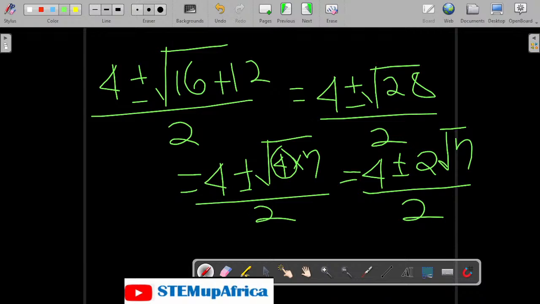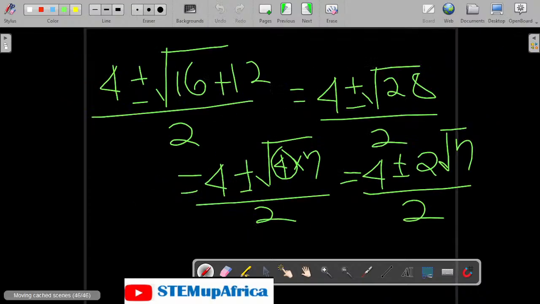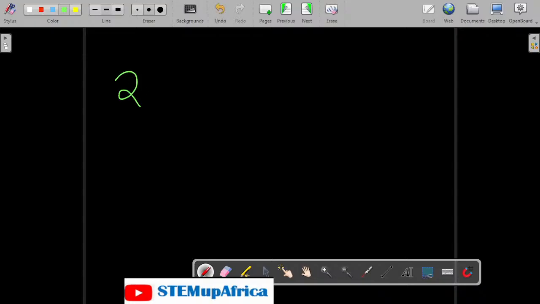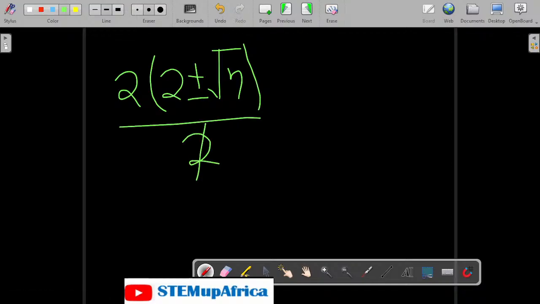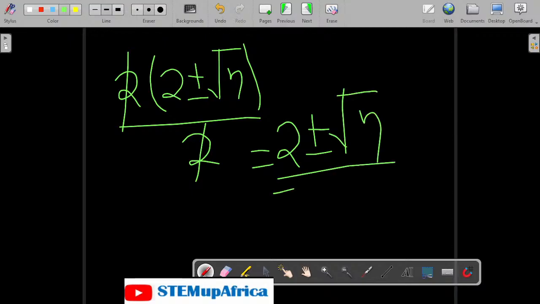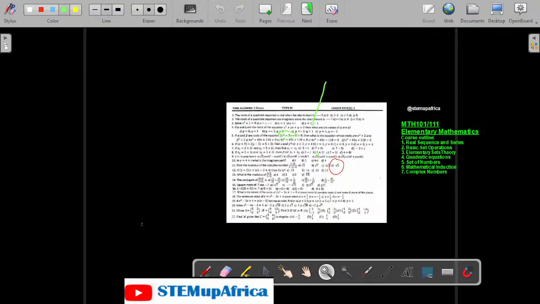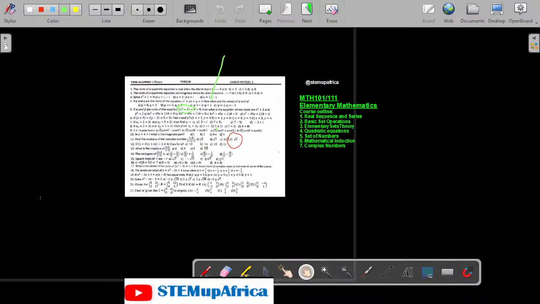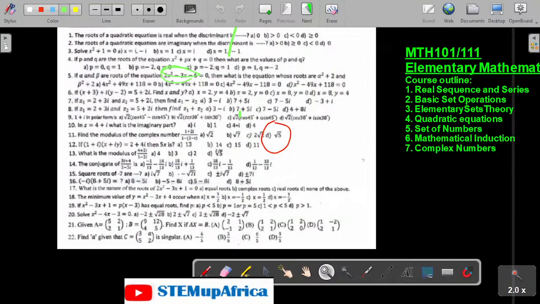If you look at the numerator, 2 is common. I can factor out 2 from the numerator. That will give us 2 times (2 plus or minus root 7), over 2. So 2 cancels 2. We are left with 2 plus or minus root 7 as our value of x according to the question. So let's check which of the options is right. We have 2 plus or minus root 7, which is option B.